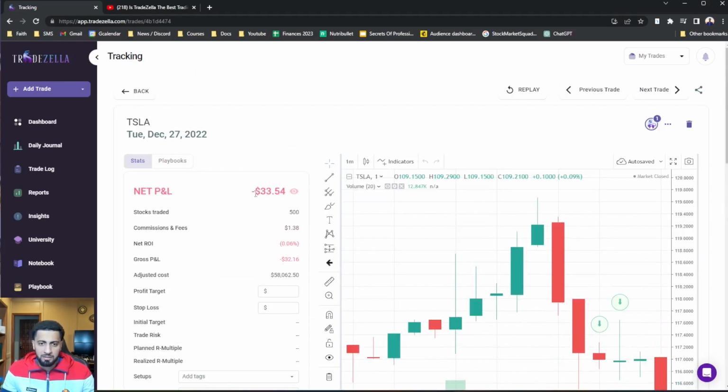If I just look at this and I say, okay, I only lost $33, I might think to myself, oh, it's a good trade because I cut the loss short. But what TradeZella does is that it peels back the onion, it peels back the layer and shows you how it was for the duration of that trade.